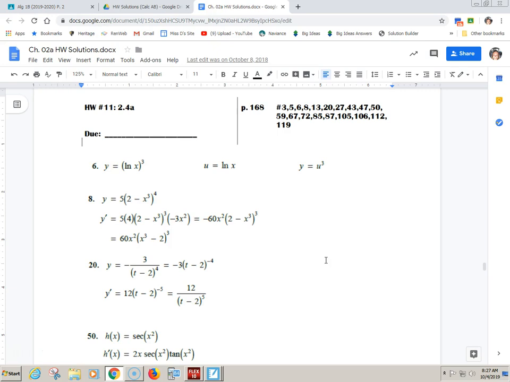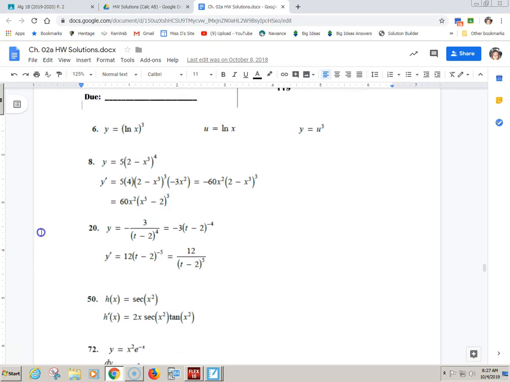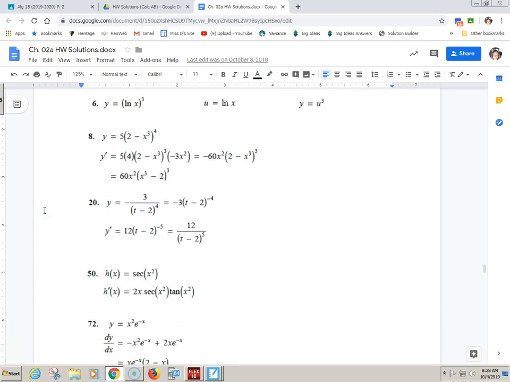Number 8, you were actually deriving. But did you guys see it was really a 5u to the 4th? How do I derive 5u to the 4th? Easy, 20u cubed times u prime. So, 20u cubed times u prime. And then what's all the rest of it? Rewriting it, simplifying it, making it look pretty. Like, he's not in a cube, let's bring him in front. Yay, done.